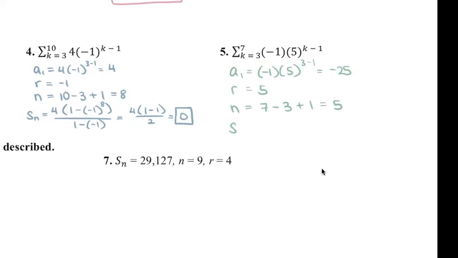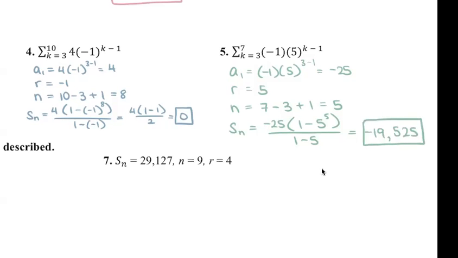All right, plugging all that into my formula. This is going to be my first term, negative 25, times 1 minus r to the n, all over 1 minus r. Okay, so plugging that all in, I got negative 19,525. Okay, questions after you guys tried it? Did that unstick you if you were stuck?